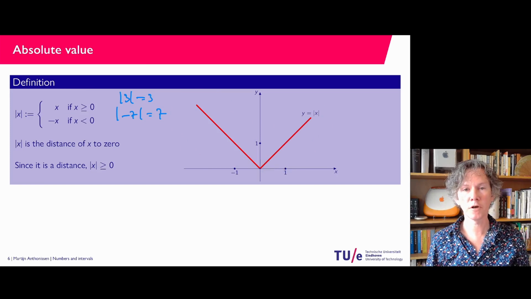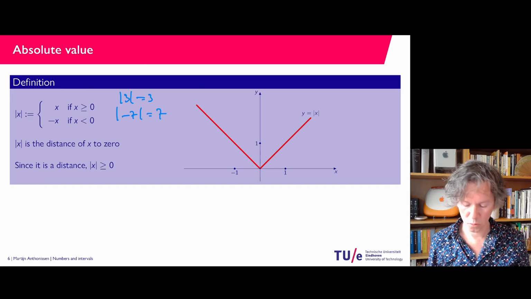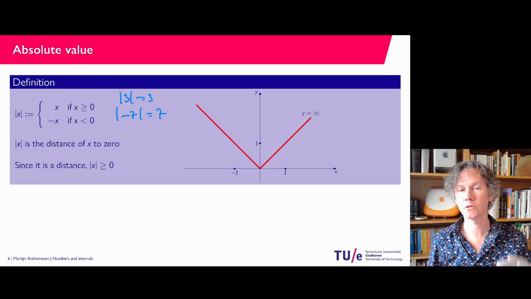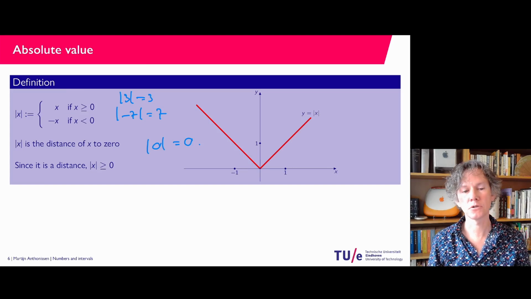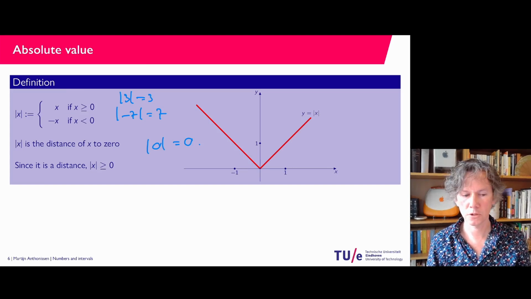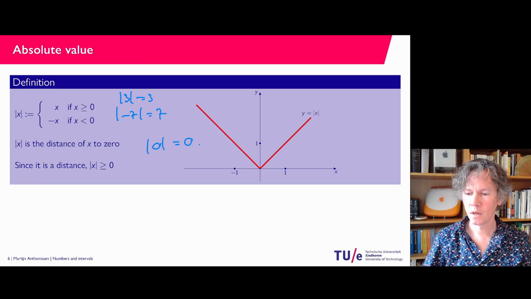Basically, the absolute value of x is the distance of x to the origin, to x equals 0. And as it is a distance, you know that it's always going to be larger or equal to 0. So for x is 0, the absolute value of 0 equals 0. And as soon as x is unequal to 0, it's going to be a positive number.